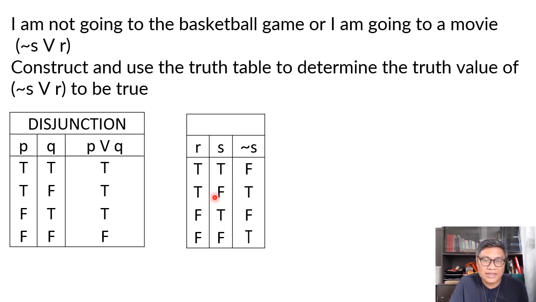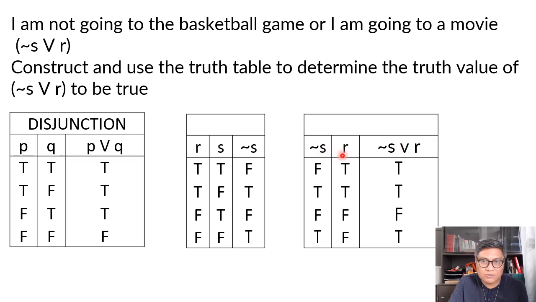Then because I have my negation here, I have to negate my S. So all the true becomes false, the false becomes true. Then going back to the compound statement, we can create it by rearranging. Because not S is first, I have to rearrange this. So not S, then copying. Then R is here. Then we now apply the rules.